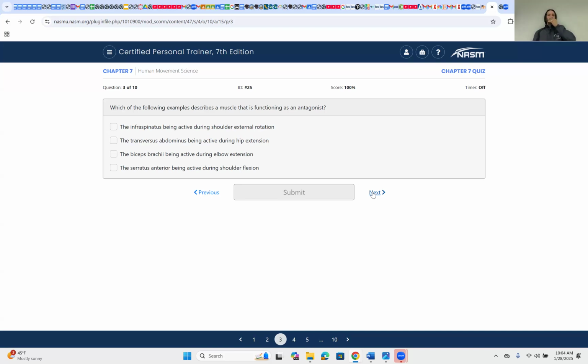So the question is, which of the following describes a muscle that is functioning as an antagonist? The infraspinatus being active during external rotation. Would that be an example of the antagonist? Why not? It's helping, not working against it. The infraspinatus is actually the prime mover, right? It's the agonist. So it would not be that. You got that?